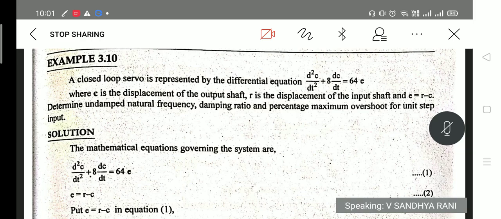Today we discuss the last problem on time domain specifications. Then after that, we will discuss steady state error constants.